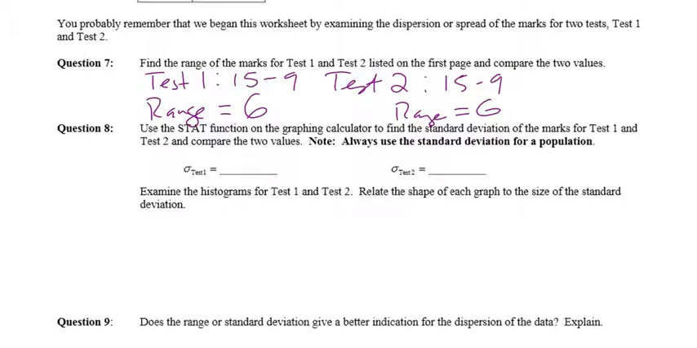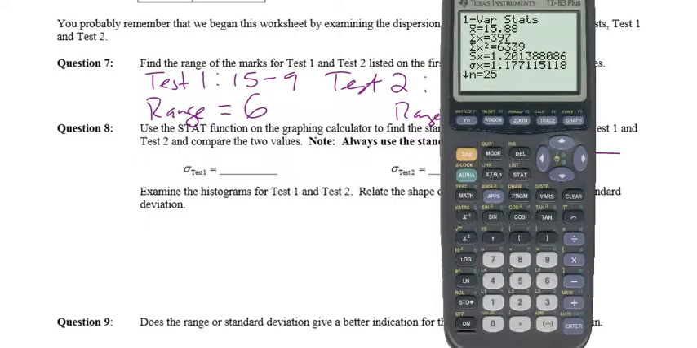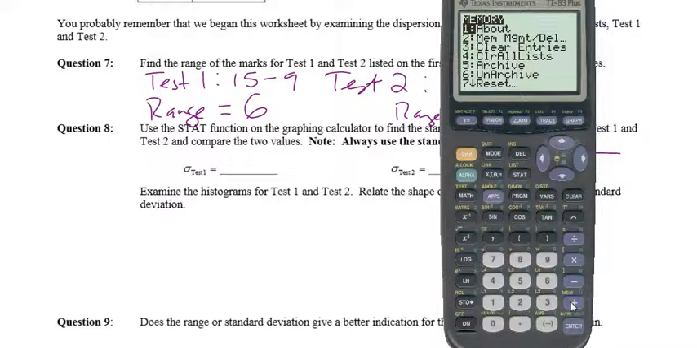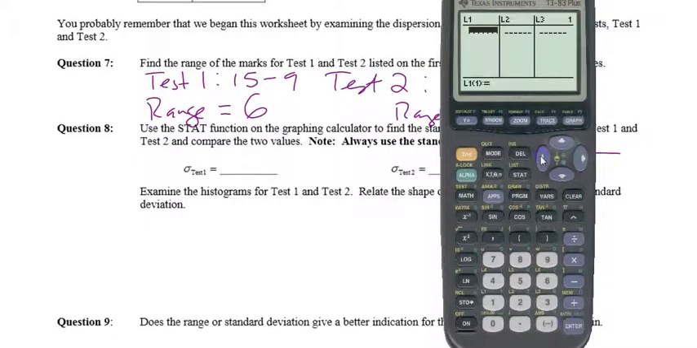Use the stat function of the graphing calculator to find the standard deviation of the marks for test 1 and test 2 and compare the two values. Note, always use standard deviation for a population. Okay, it's math, not science. So if I want to do this, I'm going to go second mem 4, clear all lists. Done. I'm going to go into stat, enter edit. So the marks are what? 9 to 15, right?